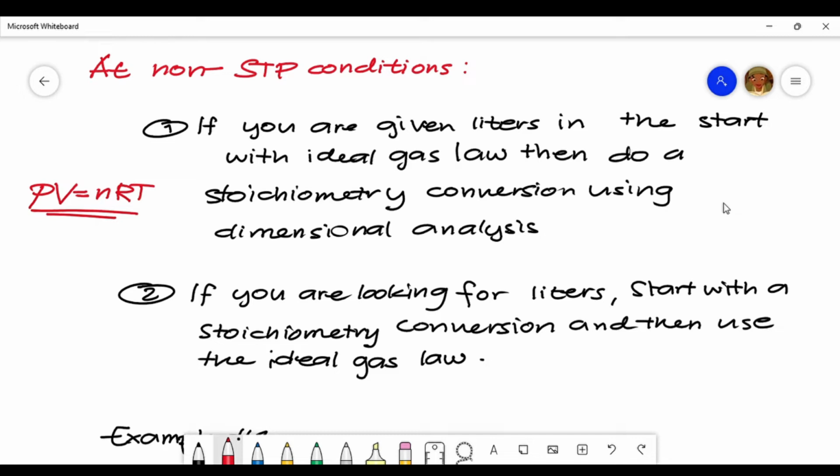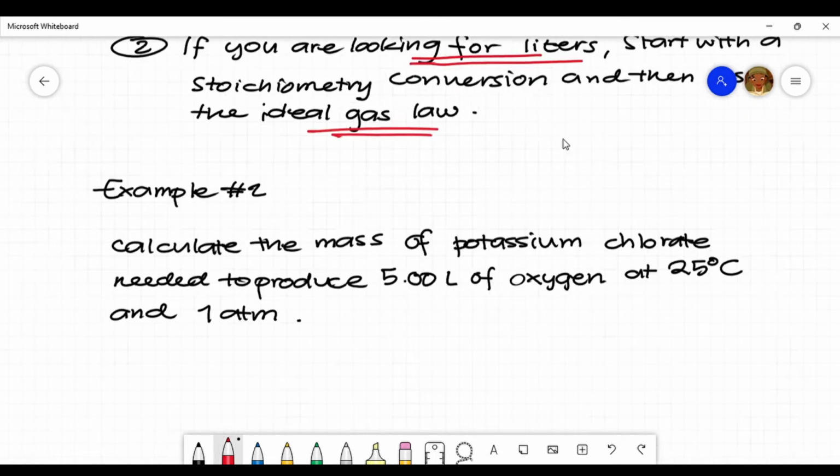There are problems where the volume is given first, and all you have to do is start the stoichiometric conversion using dimensional analysis. However, if you're looking for the liters when the volume is not given, start with a stoichiometric conversion and then use the ideal gas law. So the ideal gas law here is used at the last step. To better illustrate this, let's look at example number 2.